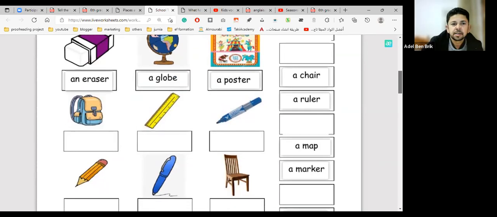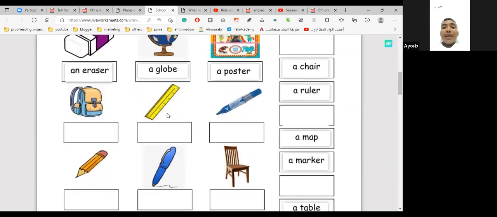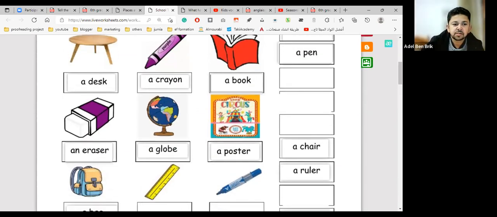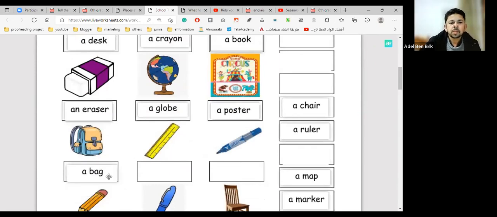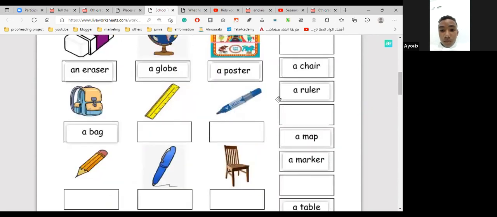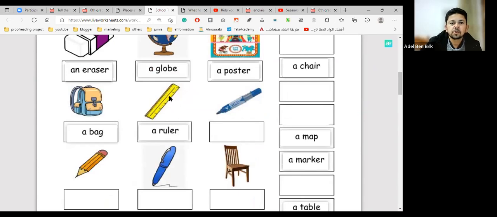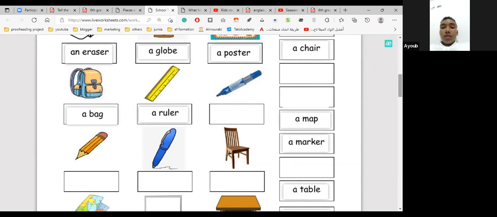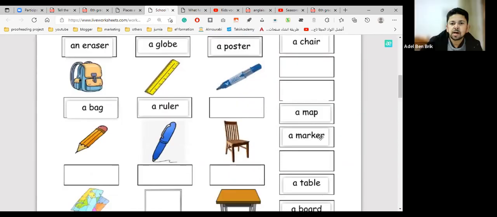What about the next one? It's a bag. School bag. Yes, it's a bag. This is a bag. What about the next one? It's a ruler. Yes, it is a ruler. We call it a ruler. Okay, what about this one? It's a marker. Okay, this is a marker.